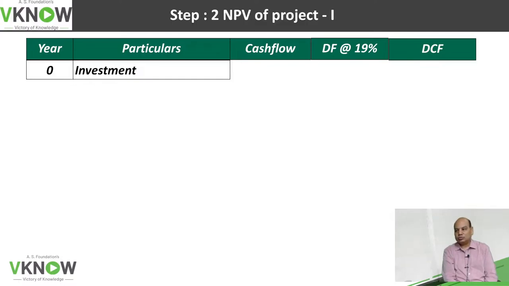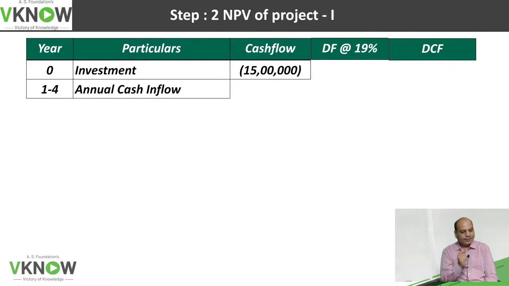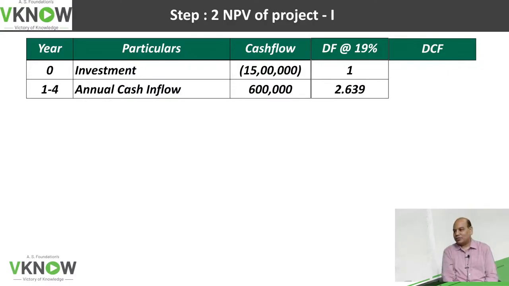Are you writing in notebook? Year 0, for project 1 investment is 15 lakh, annual cash flow 6 lakh. Calculate the NPV for yourself. Calculate NPV on your own.